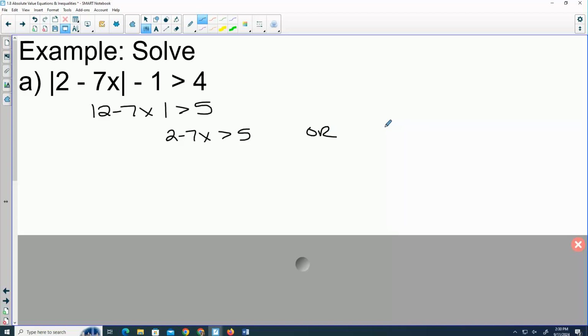I guess I should ask, is that how you guys are used to doing it? I mean, technically you could also do it like this. Do you guys know which way you did it last year? You don't remember? Okay, then I'm going to roll with what I started. So, greater than is an "or," two different pieces. So, at the end, I will most likely have two separate pieces, two separate intervals. So if I solve these, subtract my 2. When I divide by my negative 7, what happens?